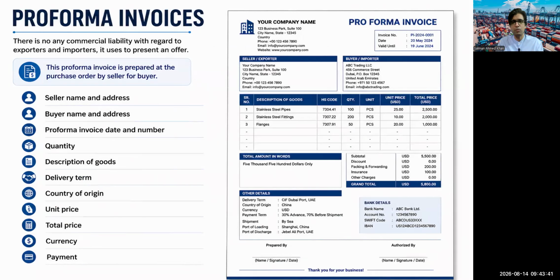Now, this is the pro forma invoice. There is no commercial liability with regard to the exporter; the importer uses it to present an offer. As I said in my earlier presentation, in import procurement, normally the seller presents the pro forma invoice, mentioning the currency, payment terms, total pricing, unit price, country of origin, description of the goods, buyer name, address, and the seller name, and all those things.